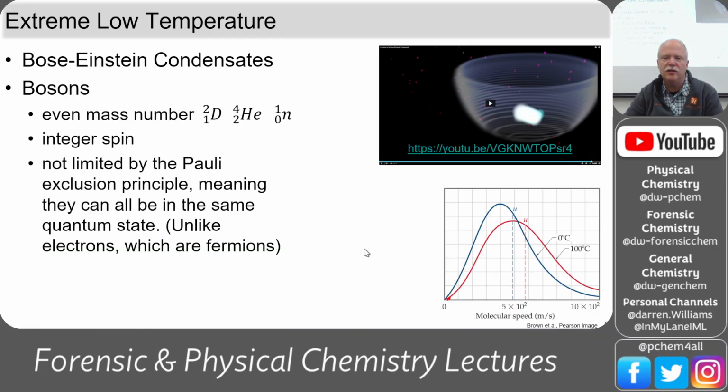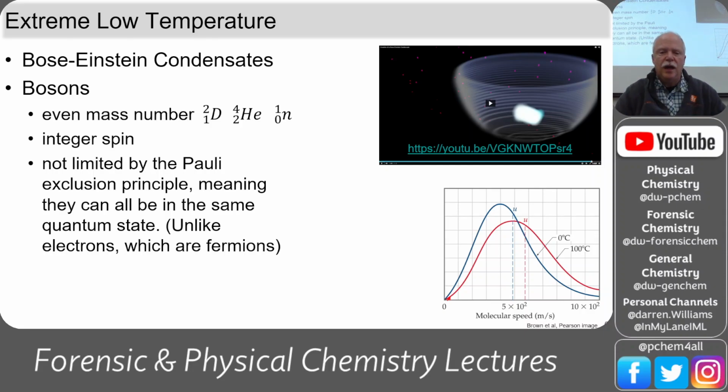Okay, so let's go to the low temperature end of things, the Bose-Einstein condensate. Now these bosons have even mass numbers, so that's where this word comes from, the scientist Bose, these particles are named after him. Like deuterium, helium-4, neutrons, and so on. They have integer spin. They're not limited by the Pauli exclusion principle, meaning they can all be in the same quantum state. So that's really handy.